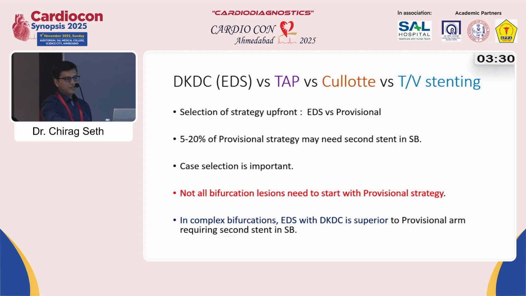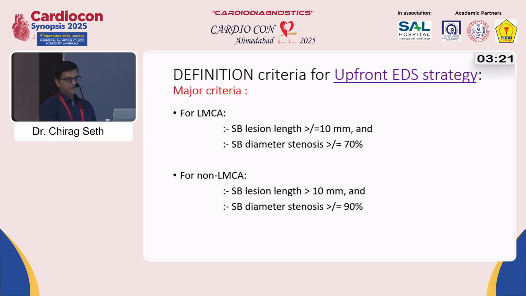And one needs to understand which are the complex bifurcations where elective double stent will be important as a starting strategy. So we know from the definition criteria that, apart from the side branch lesion length, which is more than 7 to 10 millimeter, which will fall into complex, and side branch diameter stenosis more than or equal to 70% for left main and more than 90% for non-left main disease, these would be considered as major criteria.